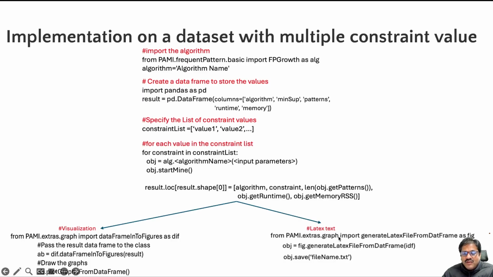Similarly, if anyone wants to view the latex code that can be generated for this data frame, please go to pami.extras.graph. Here, instead of seeing the data frame and the results, please use generate latex file from data frame, input the data frame here, and save it as a file. This file you can use in latex.